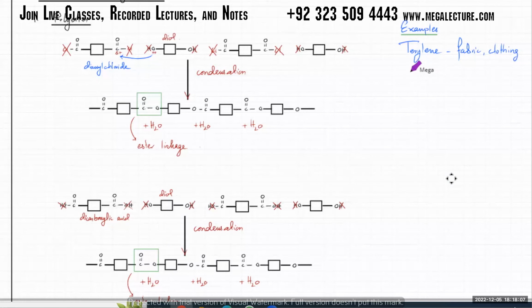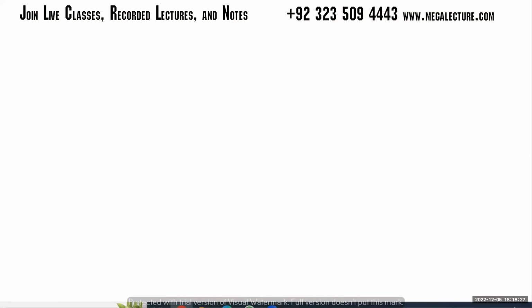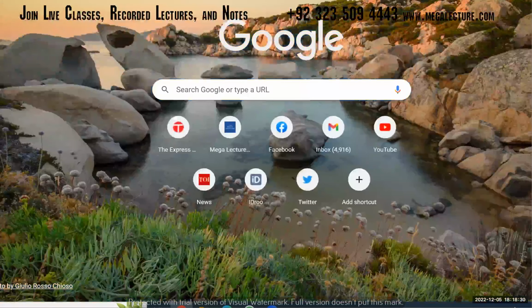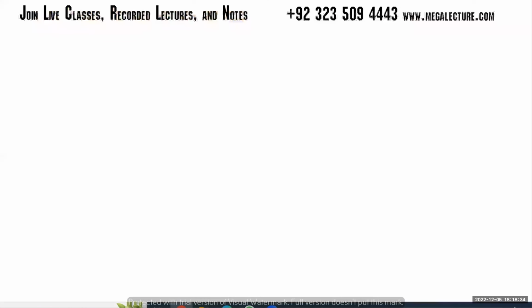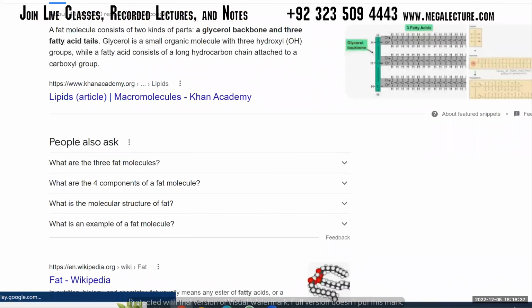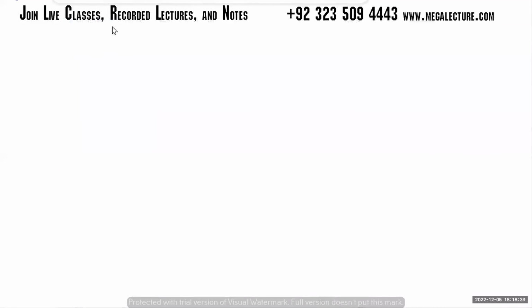Then you have natural ones. You've got fats. Fats are very similar to natural polyesters. I mean, they're not very big molecules, but fats kind of resemble natural polyester. Okay, this is what a fat molecule would look like. उसके लिए poly word use करना that would not be suitable, but the fat molecules have ester linkages.